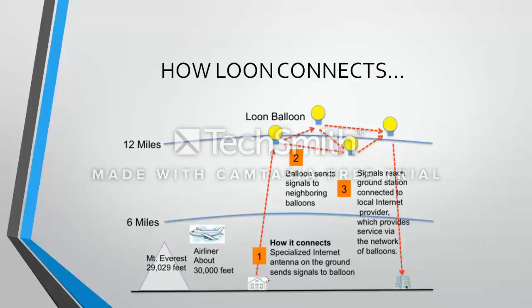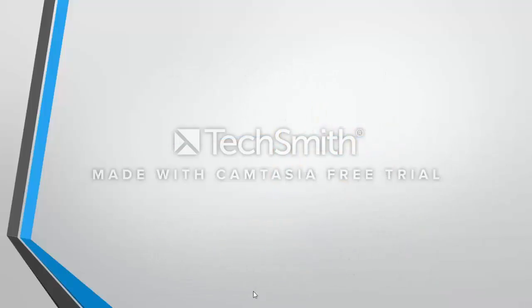Actually, from the specialized antenna provided in the house, the people will connect to the balloons, and the balloon sends the signal to neighboring balloons, and it finally reaches the local internet provider, which gives the service back to the balloons, and the balloons finally give it back to the antenna.